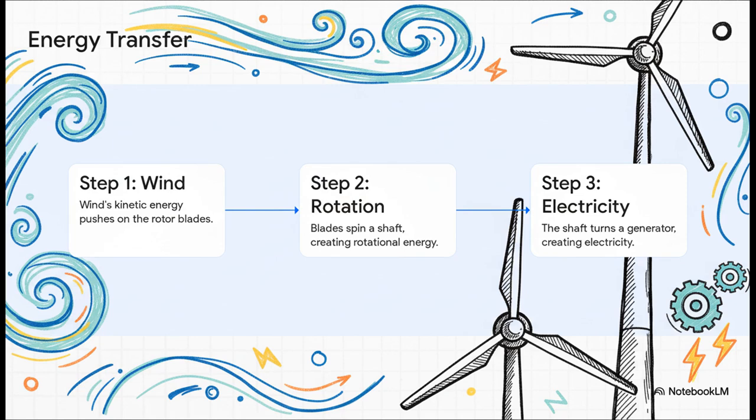So the whole trick is figuring out how to convert that energy. And it's basically a three-step process. First, the wind's kinetic energy physically pushes on the rotor blades, making them spin. That's step one. Step two, those spinning blades turn a shaft inside the turbine. So now we have rotational energy. And finally, step three, that shaft spins a generator. And a generator is this amazing device that uses magnets and wires to turn that spinning motion into actual electricity. It's so simple, but honestly, it's brilliant.